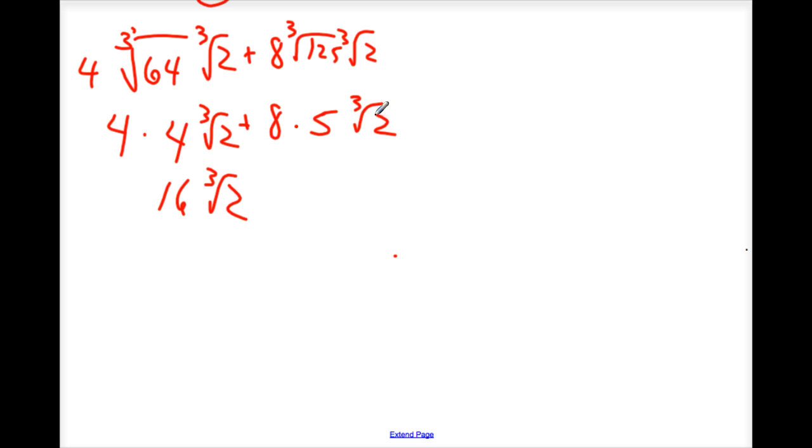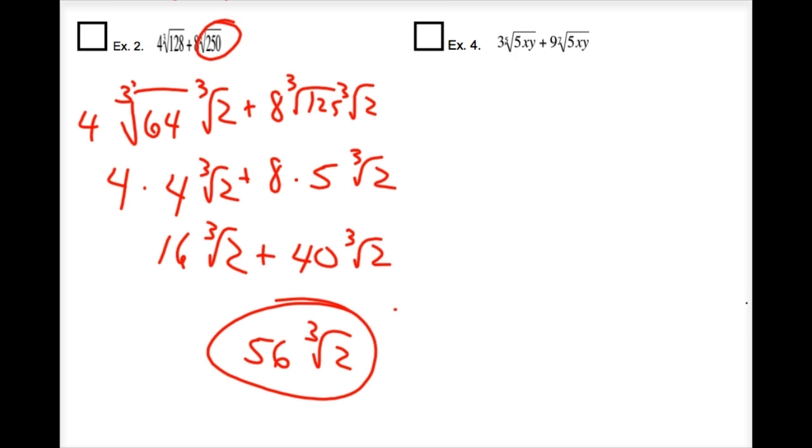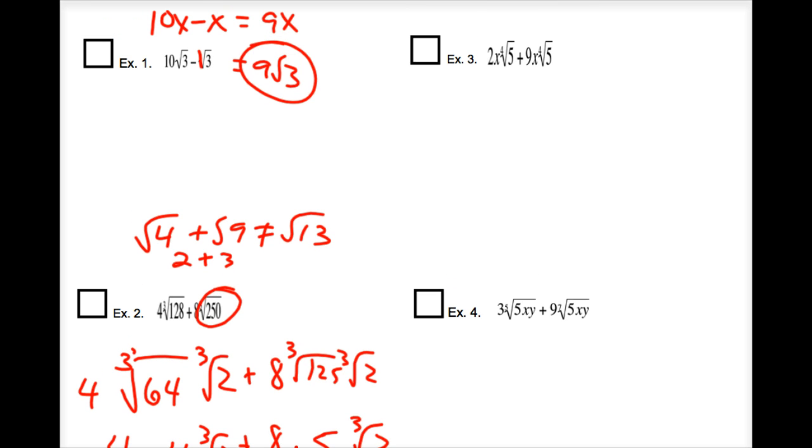That's third root of 2. 8 times 5 is 40, the third root of 2. And now I've essentially got 16x plus 40x. So I can put the numbers in front together and just leave the root part of it. Make sure your root part is identical, not only in the index, the little number up here, but also on the inside when you're adding and subtracting. It doesn't have to be when you're multiplying and dividing, but adding and subtracting it does.